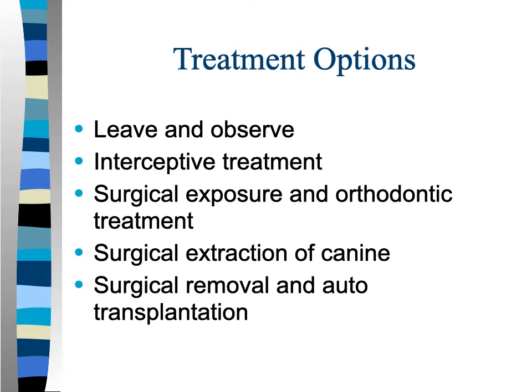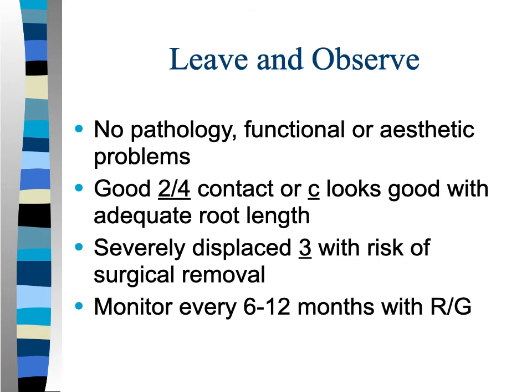Surgical exposure and orthodontic treatment, surgical extraction of the canine, you may want to take it out, and surgical removal and autotransplantation, and that basically means taking the canine out and reimplanting it in its position. And we'll look at each one of these when you would do each one. So when would we leave and observe? Well, if there's no pathology, there's no functional or aesthetic problem, you have a good contact between the 2 and the 4, or the C looks good, aesthetically is good, and has good root length, so the long-term prognosis for the C is good.